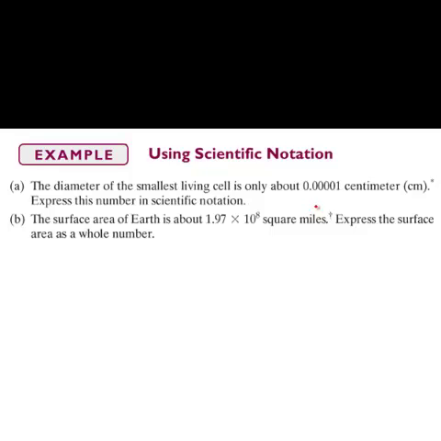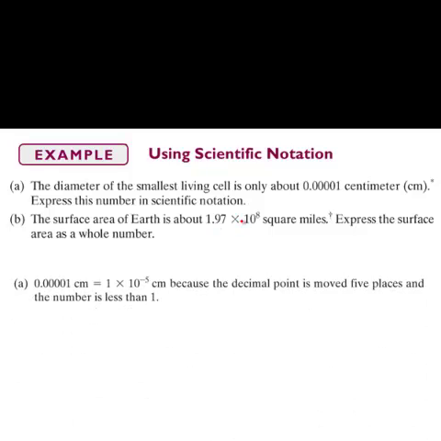So if you have, for example, the number 0.00001 centimeters, what is that in scientific notation? Well, just count 1, 2, 3, 4, 5. That'll be 1 times 10 to the negative 5 power.